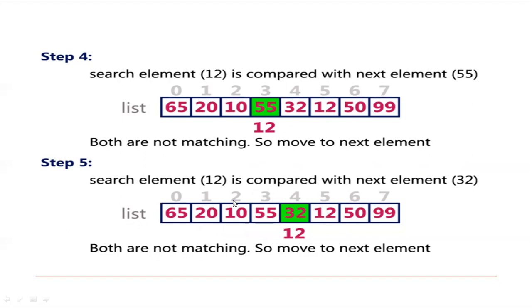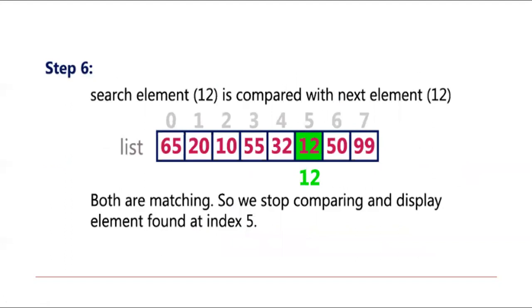Here the search element 12 is compared with the next element 32. Both are not matching, so move to the next element. Move to the next element. That is the list of fifth location element.